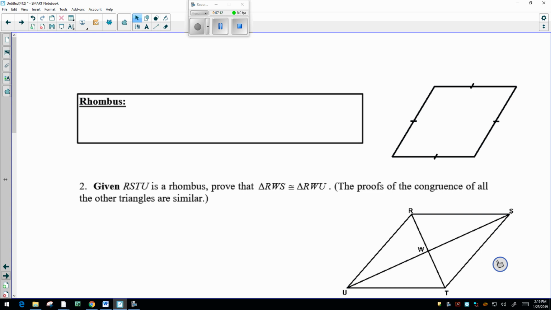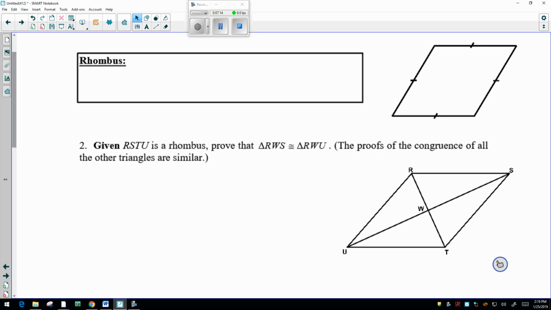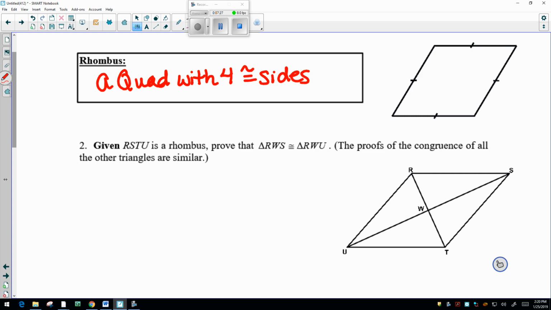And on the back, we're going to take a look at a rhombus. And our definition that we're going to stick with for a rhombus is a quadrilateral with 4 congruent sides. Okay, so we're going to use this information to prove that 2 triangles are congruent. So we're using that idea that I have a quadrilateral with all 4 sides being equal to help us prove 2 triangles.